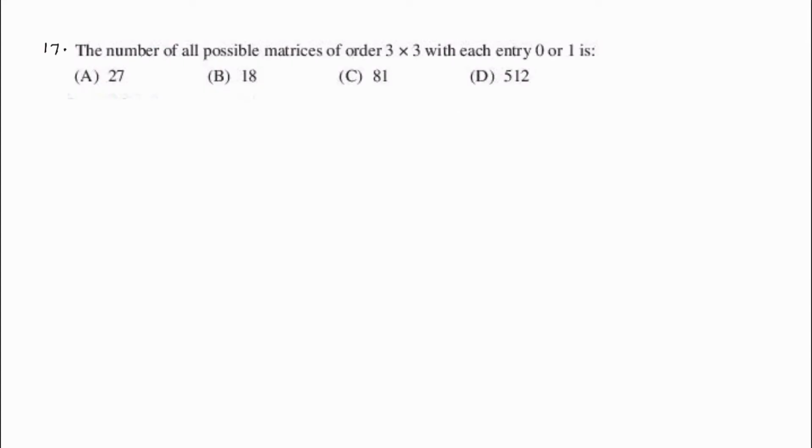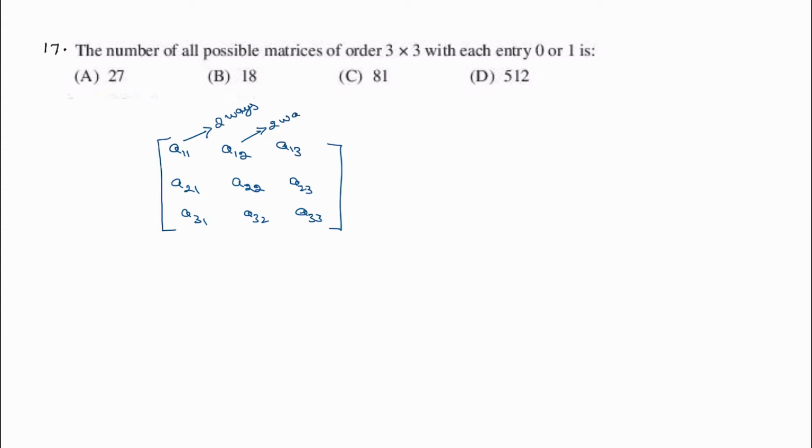Question 17. The number of all possible matrices of order 3 by 3 with each entry 0 or 1 is. The matrix is of order 3 by 3. We will have 9 elements. A11, A12, A13, first row elements. Second row, the third row. Now for each element, we have two options to write. We can enter either 0 or 1. So two ways are there to fill up this position.